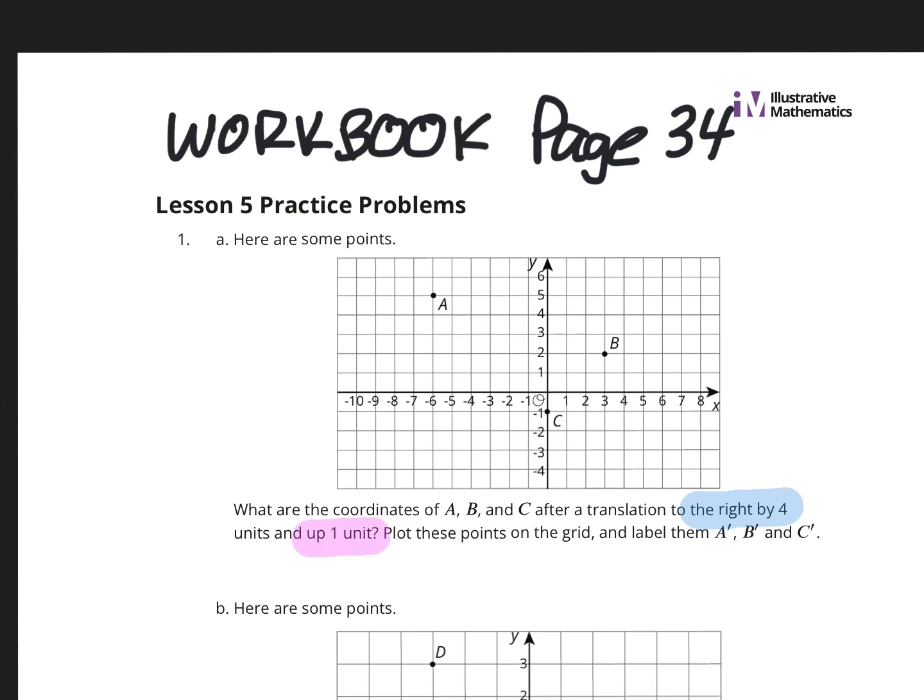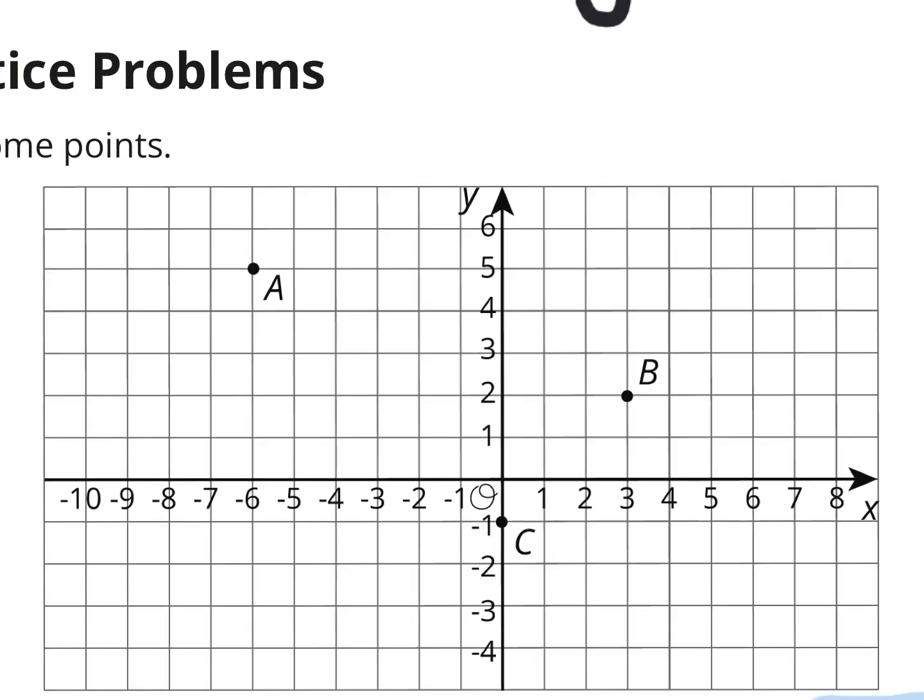And you guys know how to do that. I'm just going to use coordinate A as a model to go by. So to the right 4, up 1. So A, we'd go over to the right 4, and then we would go up 1.